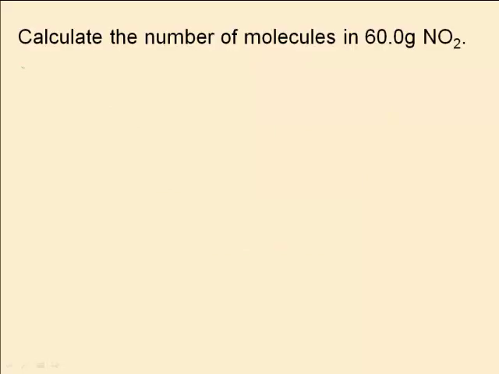Let's do an example. This first question asks you to calculate the number of molecules in 60 grams of NO2. Always start with the number you're given. So in this case, we're going to start with 60.0 grams NO2. We need to convert grams to moles, then we can convert from moles to molecules. To convert from grams to moles, of course, we'll need the molar mass of this compound.